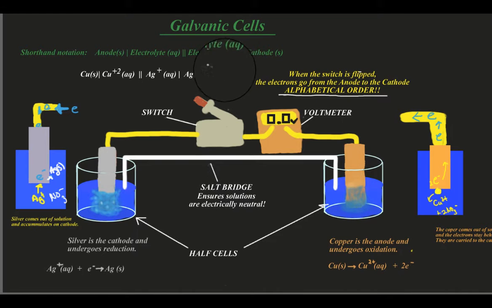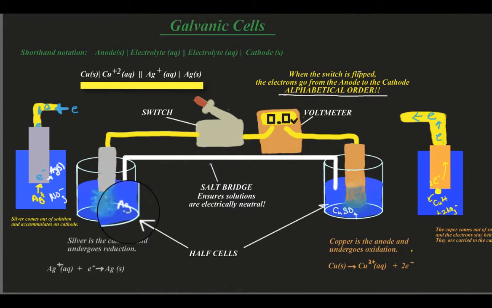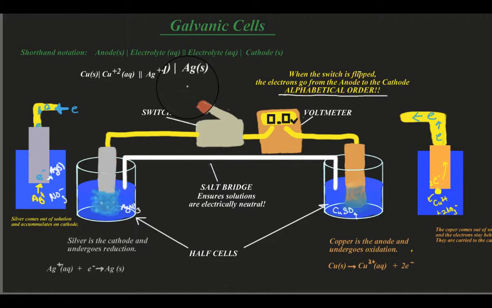These are the basics of a galvanic cell. This is the shorthand notation. It's always going to be the anode solid. Then the electrolyte, we only care about the cation. So in this solution I had copper sulfate, and in this solution it was silver nitrate. So of both of those, I only care about the silver and the copper. These do not have to be the same thing as the metals here. Okay? This is for a galvanic cell.